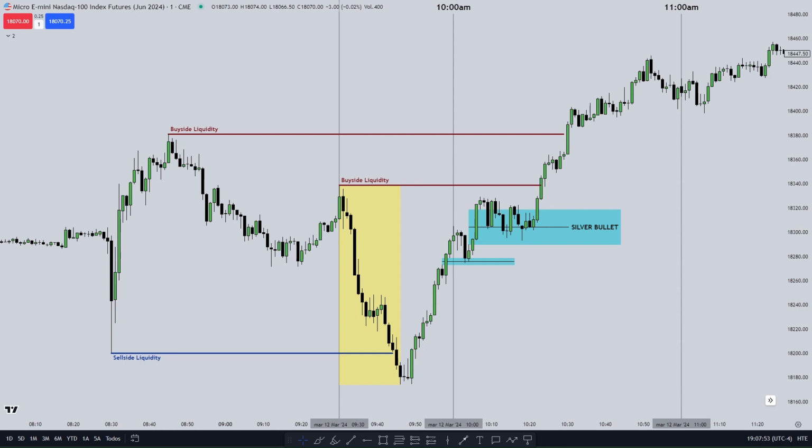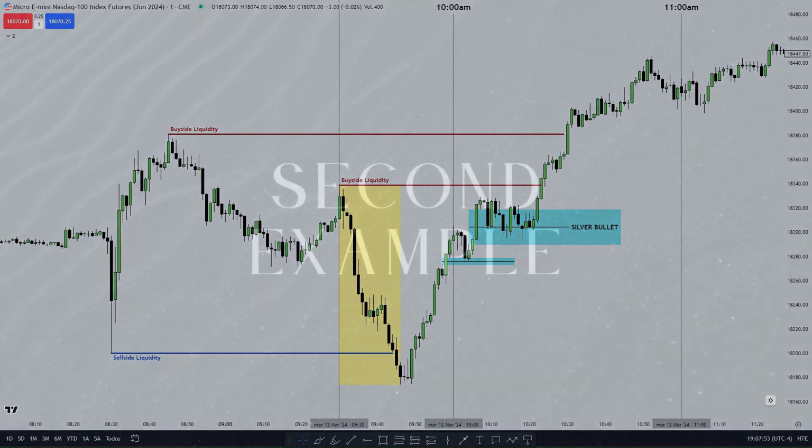Note how price kept spooling higher through the silver bullet time window. Our low-hanging fruit target would be the Judas swing high, then another partial at the buy side liquidity and a runner left to see if it wants to keep pushing higher.